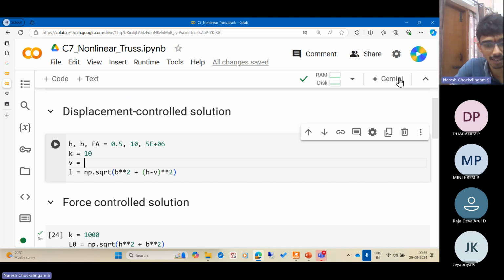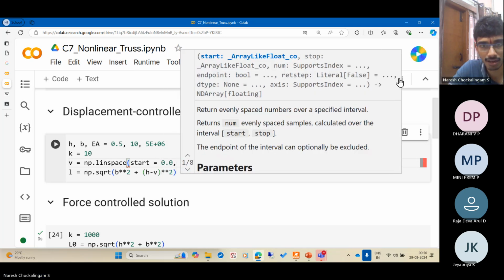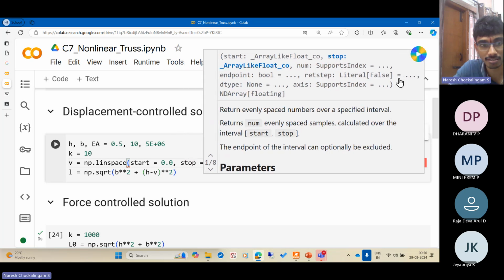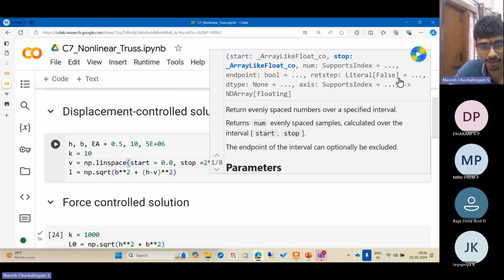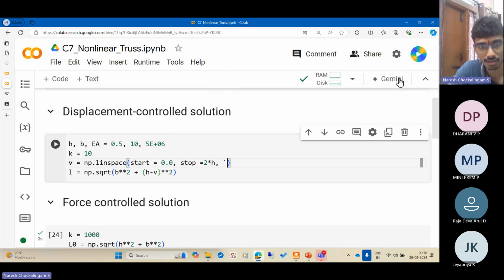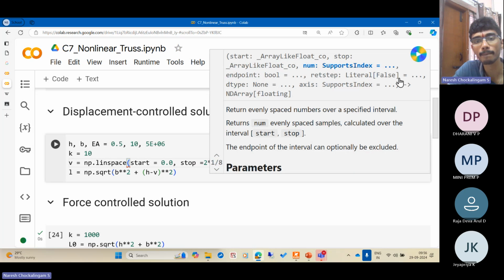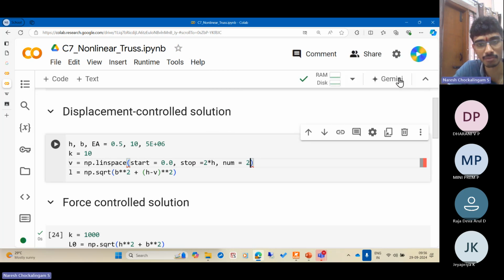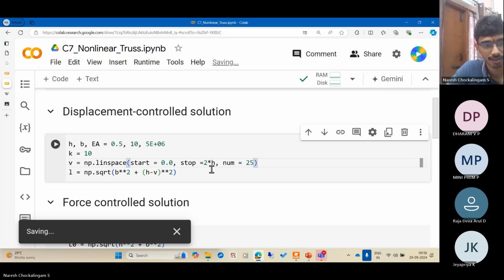So we should have something starting at 0. You can use this np.linspace. linspace will generate the required number of points at some specified interval. So I can say starting at 0, then stop at, let's go to a distance of 2h. And the number of points I'm interested in, just to get a smooth curve, I'll take num equal to maybe 25 points. Okay, so now it's fine.